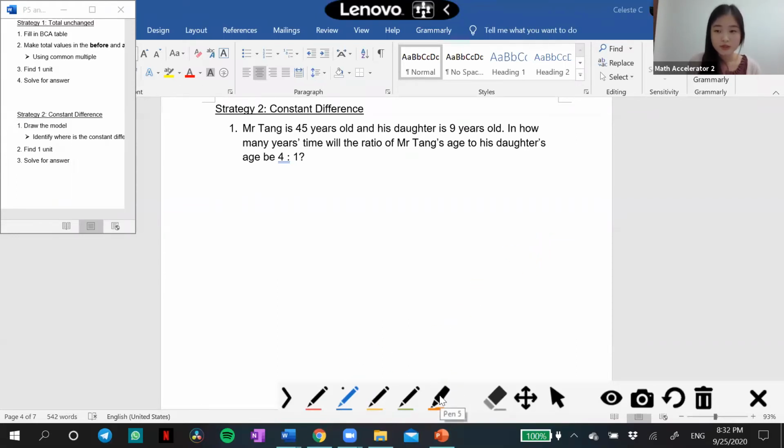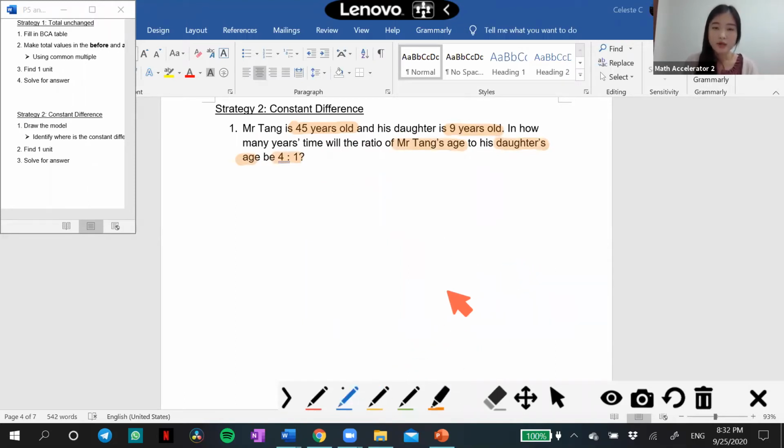So let's look at this question. Mr. Tang is 45 years old and his daughter is 9 years old. In how many years' time will the ratio of Mr. Tang's age to his daughter's age be 4:1?